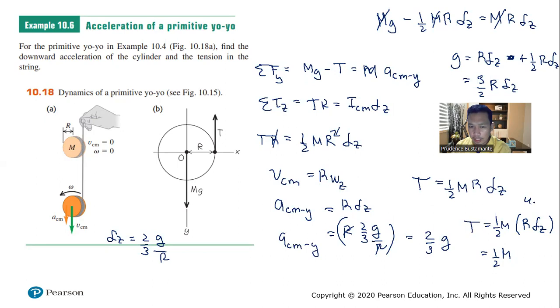So this is actually ACM minus y. So one half m times two thirds g. Okay, so we have 2 over 6. If I'm not mistaken, 2 over 6 mg or 1 over 3 mg. That is our tension.